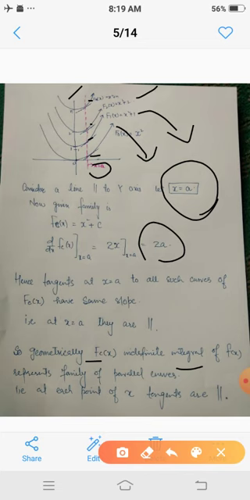So this is the geometrical interpretation of the indefinite integral. Like if we consider any other line parallel to the y-axis, say x equals minus a, when we find the slopes of tangents at this point, that slope is the same for each and every curve. This means that these are the parallel curves.